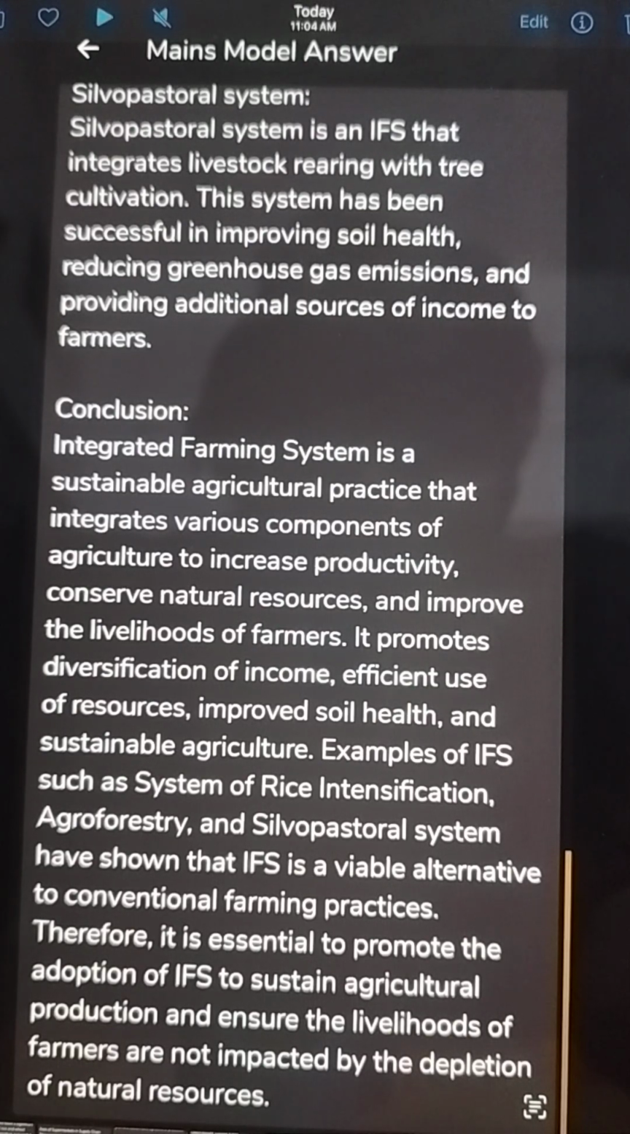Examples of IFS such as system of rice intensification, agroforestry, and silvopastoral system have shown that IFS is a viable alternative to conventional farming practices. Therefore, it's essential to promote the adoption of IFS to sustain agriculture productions and ensure the livelihoods of farmers are not impacted by the depletion of natural resources.